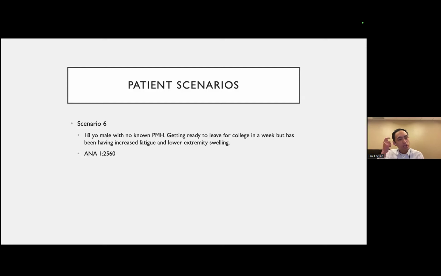Our last patient here, an 18-year-old male, completely healthy, getting ready to leave for college to be on the collegiate soccer team. His only symptoms are that he is tired and maybe some lower extremity swelling. Eventually, an ANA is checked and is elevated to 1 to 2,560.